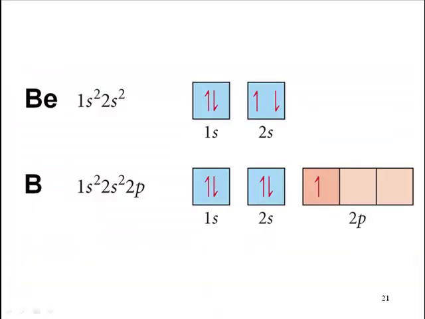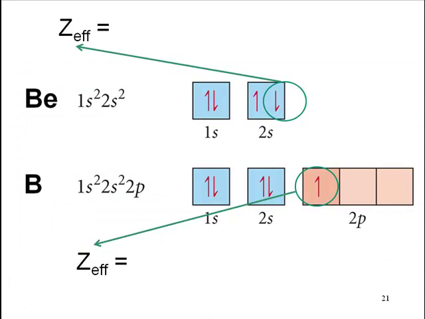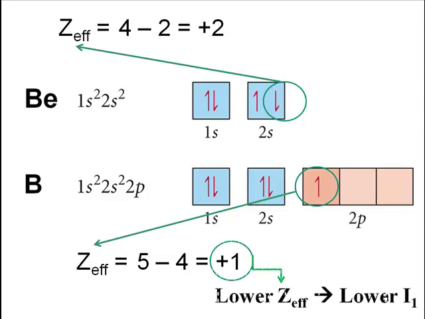Here's Be, here's B. Zeff for the top one, 4 minus 2 is plus 2. For the bottom one, 5 minus 4 is plus 1. So Be has a greater Zeff than B. The lower the Zeff, the lower the ionization energy. So boron has a lower ionization energy because it has a lower Zeff.